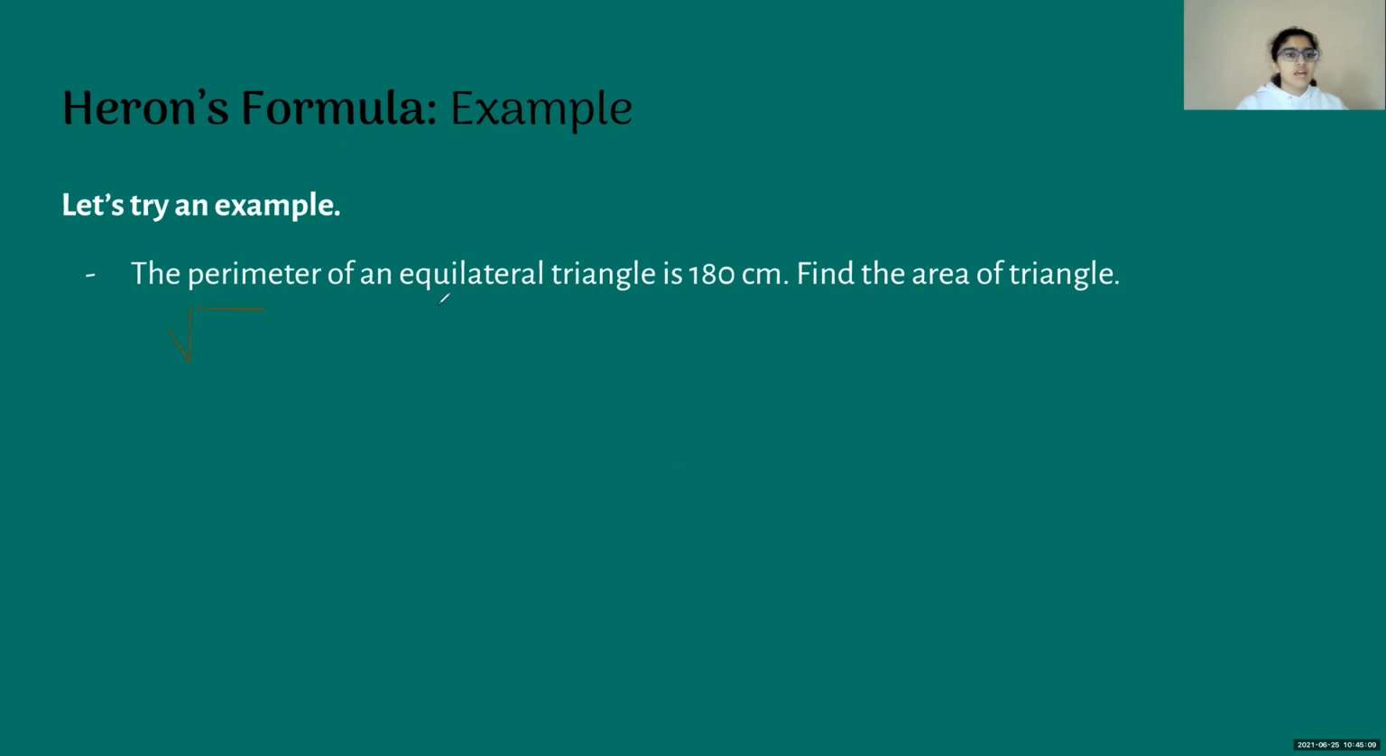So radical, so I'm going to say S is equal to 1/2 of the perimeter, which I shall signify as P. So S times S minus A times S minus B times S minus C.